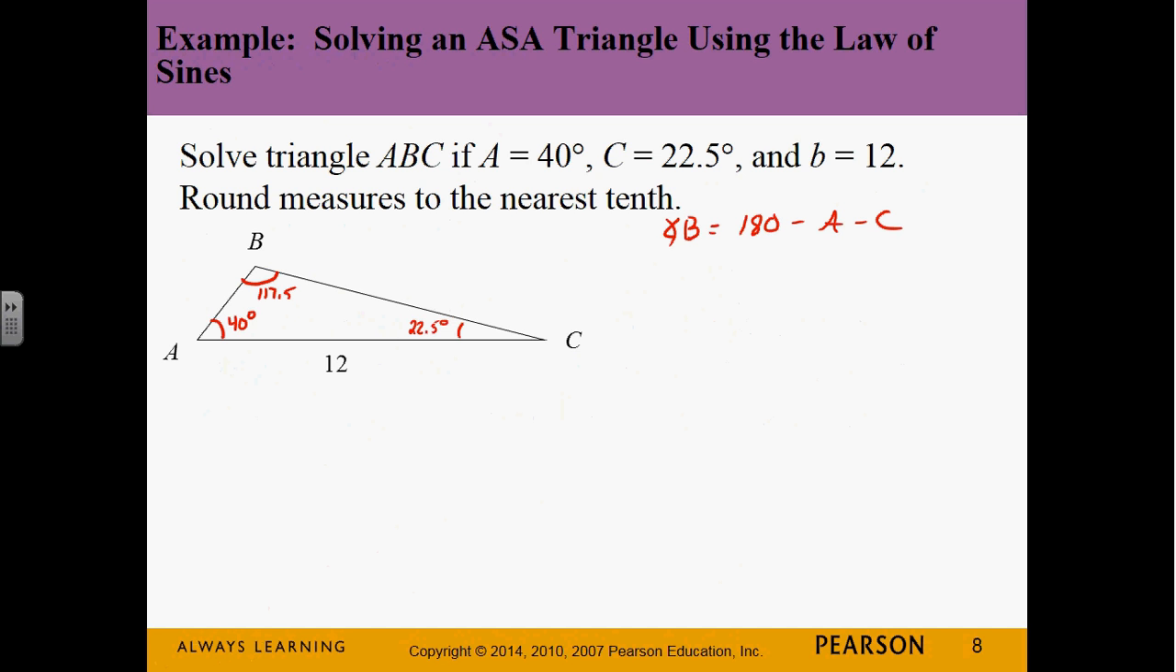So now we can set up our ratios. We can do 12 over sine of 117.5 equals C over sine of 22.5. We can also have 12 over sine 117.5 equals A, or little a, over sine of 40.